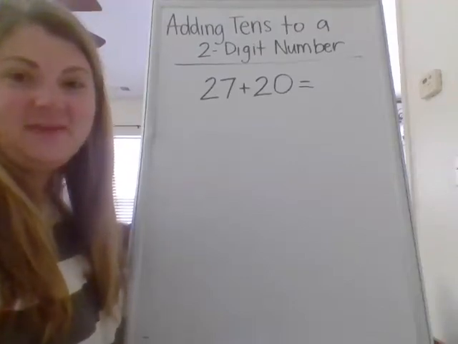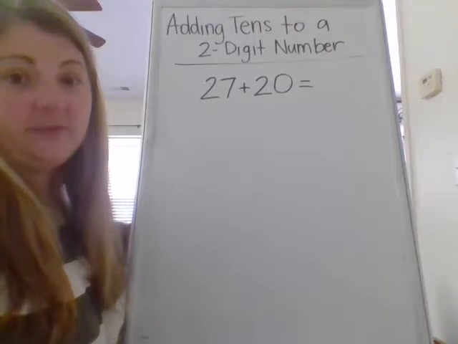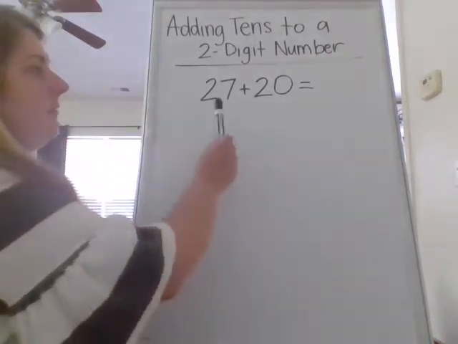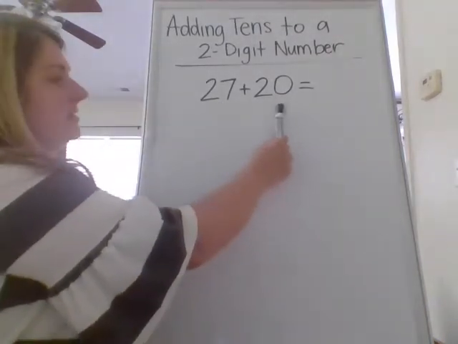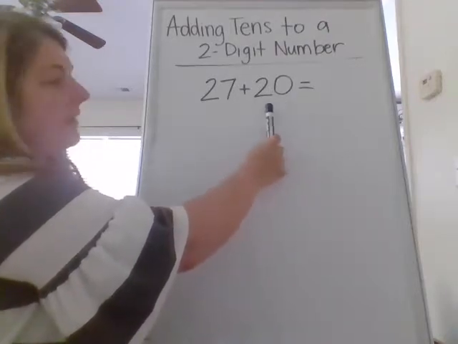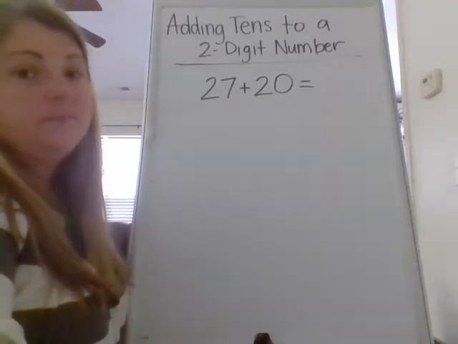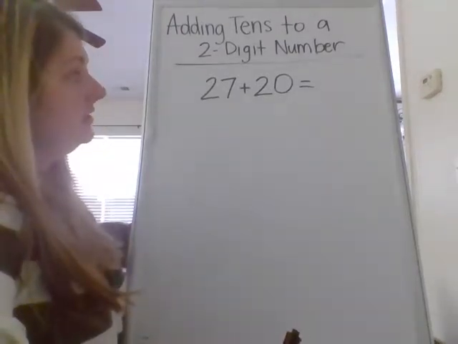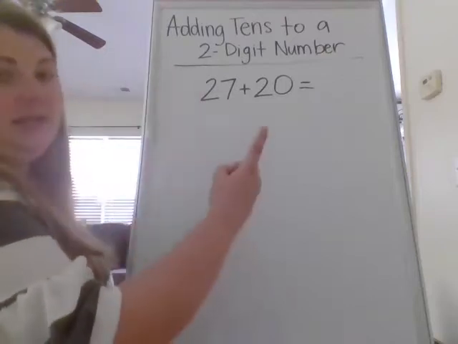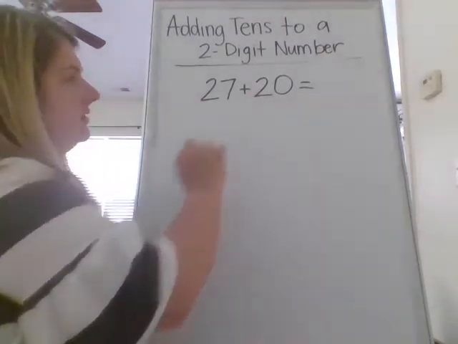Hi boys and girls. In math today we're going to be talking about adding tens to a two-digit number. So we have this problem, 27 plus 20. If you look at the number 20, I want you to think about how many groups of 10 are in the number 20. It's 2. Let's see, 10, 20. So 2 groups of 10 get you to 20.